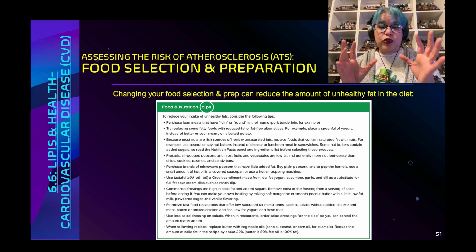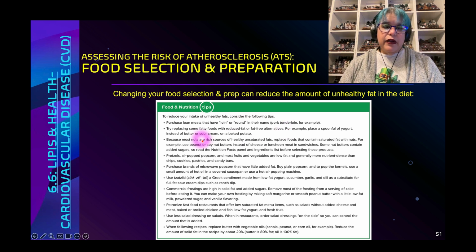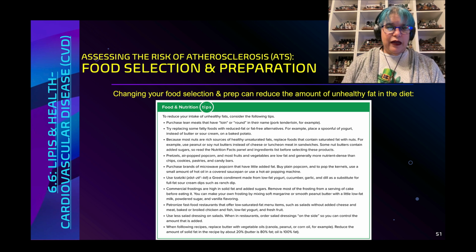Purchase lean meats that have loin or round in the name. Try replacing some fatty foods with reduced fat or fat-free alternatives. Because most nuts are rich in healthy unsaturated fats, replace foods that contain saturated fat with nuts. Pretzels, air-popped popcorn, and fruits and vegetables are low-fat and generally are more nutrient dense than chips, cookies, pastries. You can read this, but these are kind of tips for how to change your fat intake.